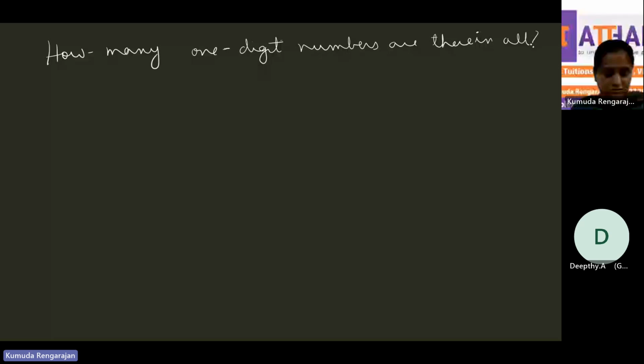Any doubts? Ovia? Satakshi? So how many 6-digit numbers are there in all? To answer this question, we need to write the greatest 6-digit number, the smallest 6-digit number, and find the difference. You should not add, you should find the difference. And to the difference, always add 1, not 4 or 3 or anything.